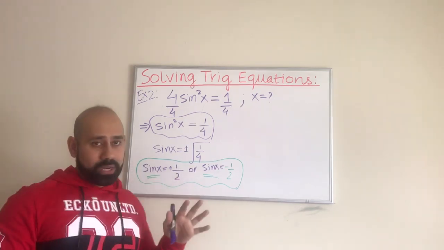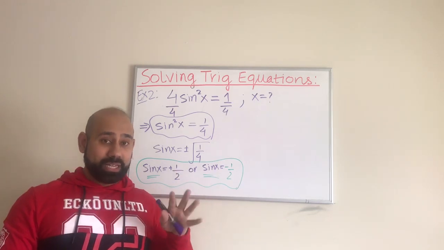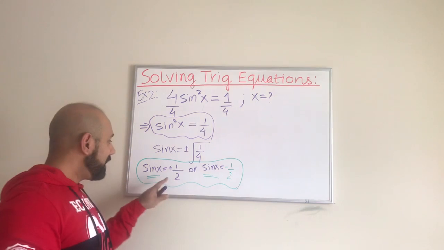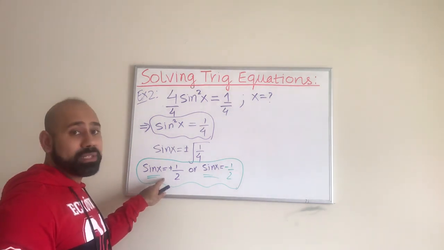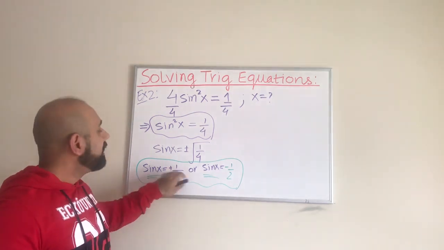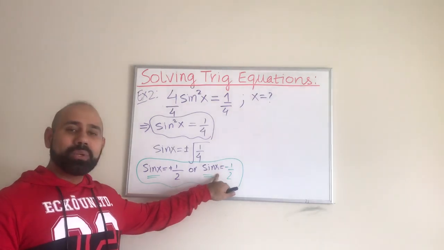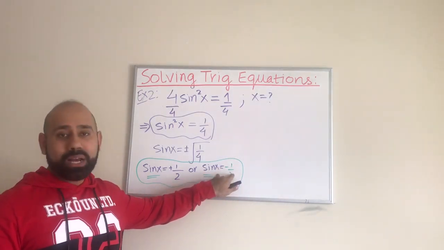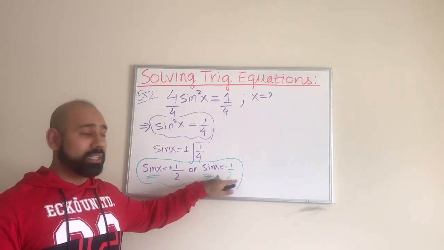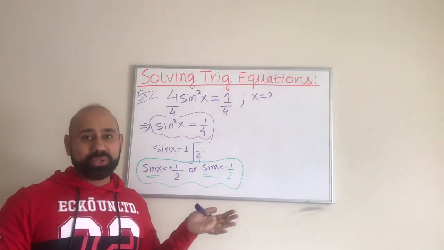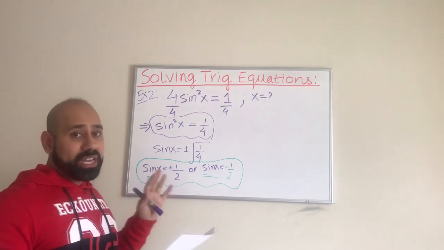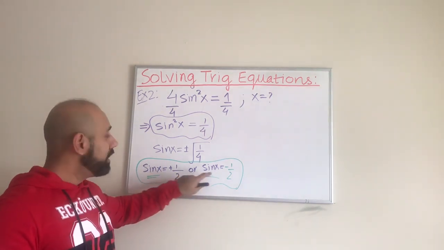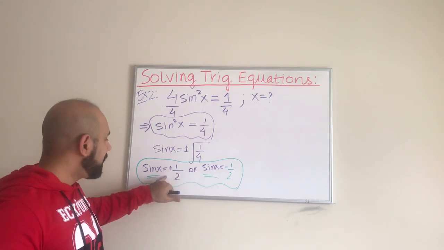Guys, for positive 1/2, we know that sine is positive in the first quadrant and the second quadrant. So I only have to look in the first and the second quadrant for this one. For negative 1/2, sine is negative in the third and the fourth, so I only have to look into the third and the fourth quadrant. Basically we're looking in all four quadrants, but still we should narrow our search. For this value, it's only first and second. For this, it is third and fourth. I'll start with this one.